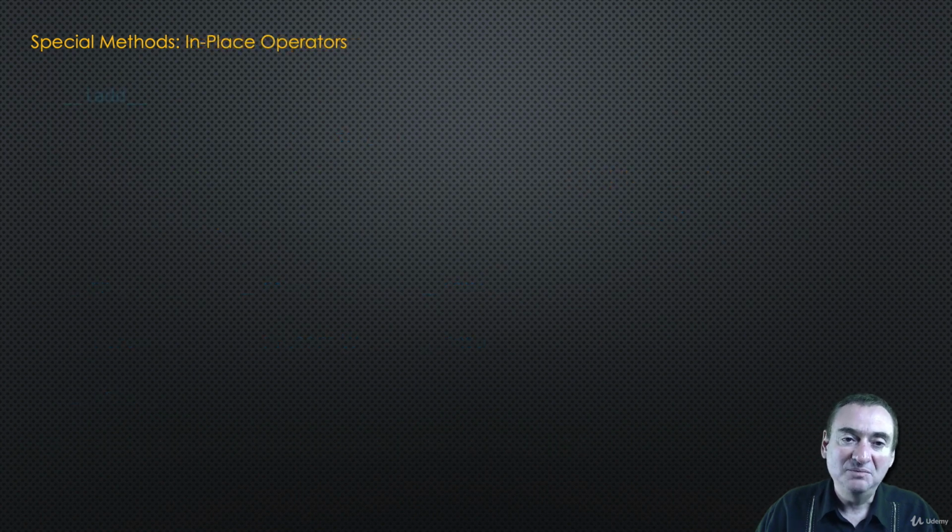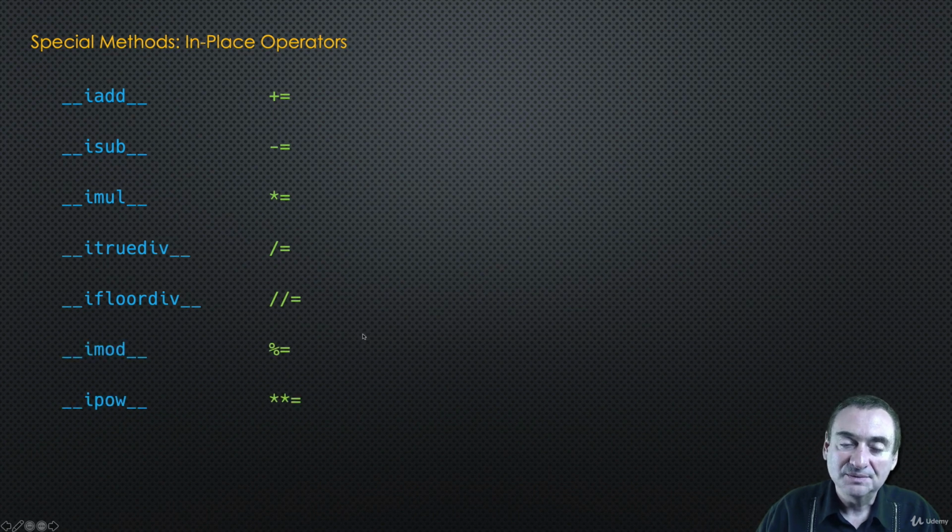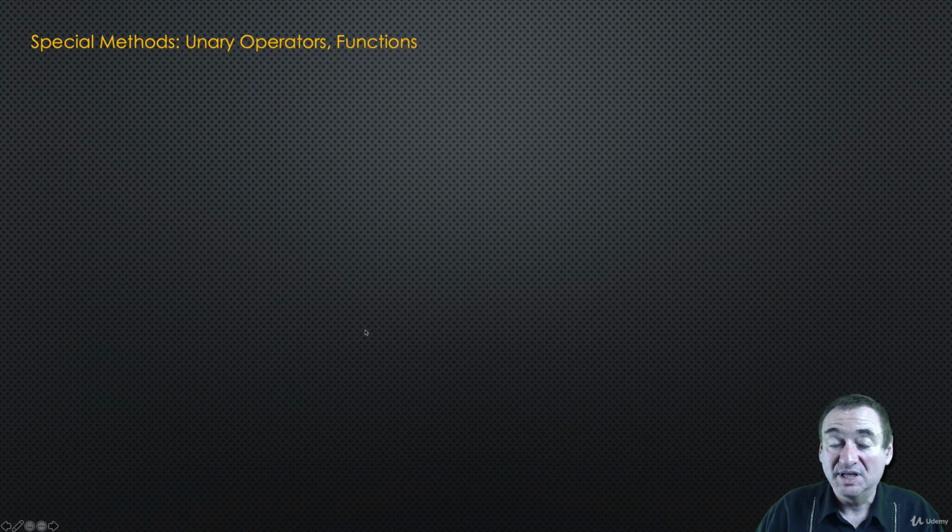Now we also have the in-place operators, and the in-place operators are things like the plus equals, or the isub for minus equals. And then we have the same thing for the other ones: times equals, the true division equals, the floor division equals, the mod equals, and the power equals. Again, I'll show you that in the code section.